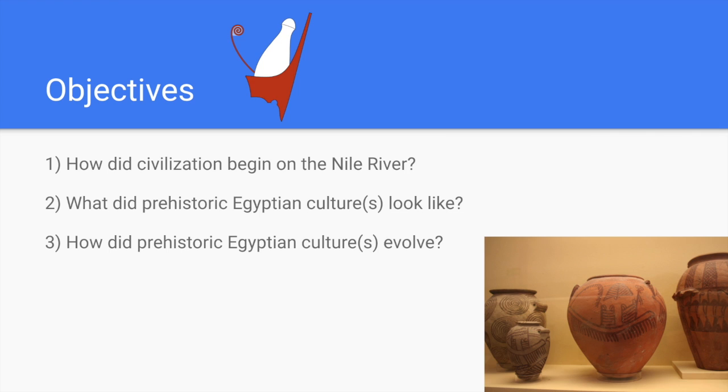The second objective is, what did prehistoric Egyptian culture look like? And we're going to learn that there was not just one prehistoric Egyptian culture, there was actually many. We're going to see what made them different.